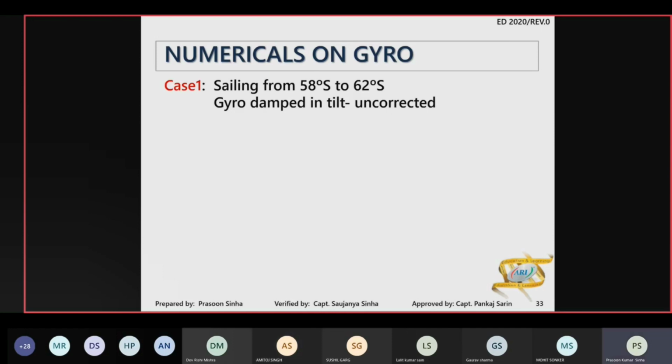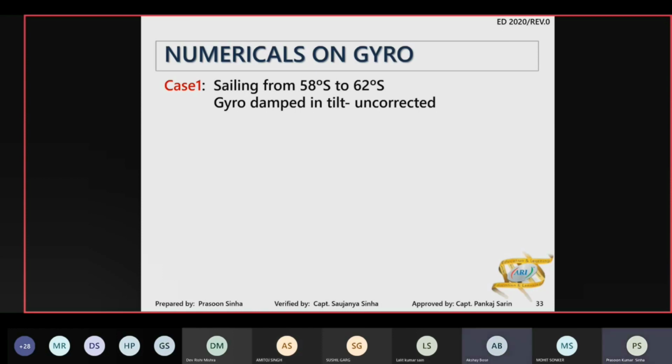So we go on to the solution. Case 1, sailing from 58 south to 62 south. Gyro is damped in tilt, uncorrected. Now, what is the meaning of uncorrected?